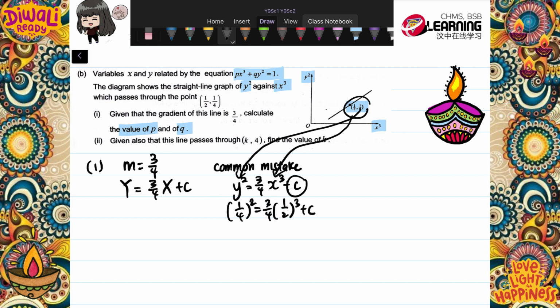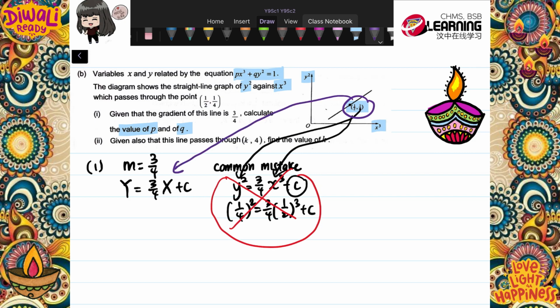Then when you find c here, it's wrong. This one, wrong. I write down the common mistake here. What I always encourage is to write big Y and big X. When you sub in at this point, you must sub into the big X and big Y, because this represents big X and this represents big Y, not small x, small y.